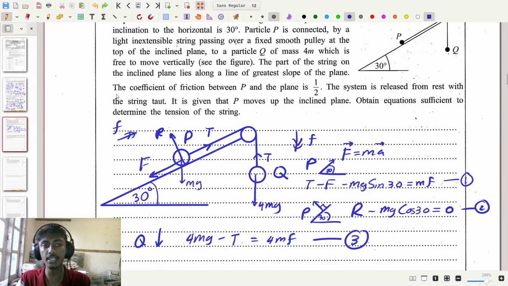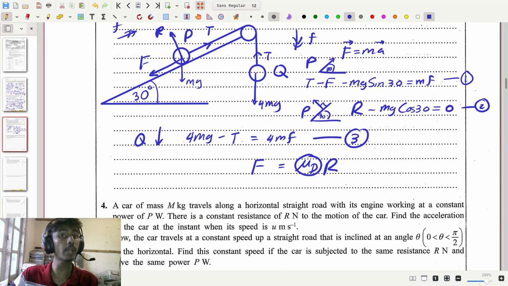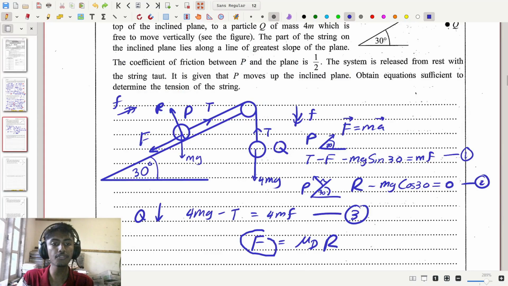And in the question here, we are given that the coefficient of friction between P and the plane is equal to half. Again, we have to assume that the coefficient of friction that they're talking about here is the coefficient of dynamic friction. Now, with these two assumptions, as we know, whenever you have dynamic friction, F, the dynamic friction, is equal to mu d times R, where mu d is the coefficient of dynamic friction and R is the normal reaction. Now, in this case, F is equal to F and R is equal to R, but mu d has to be assumed to be equal to a half.